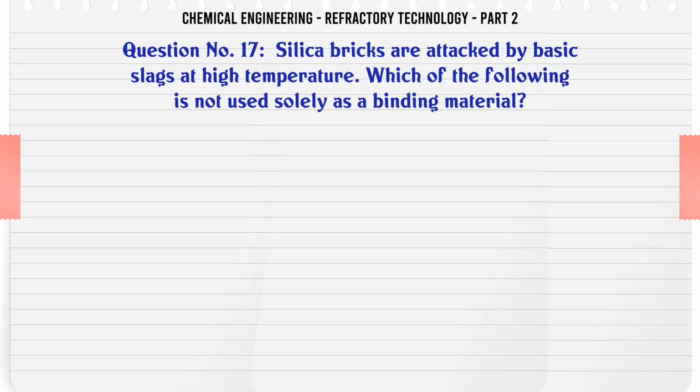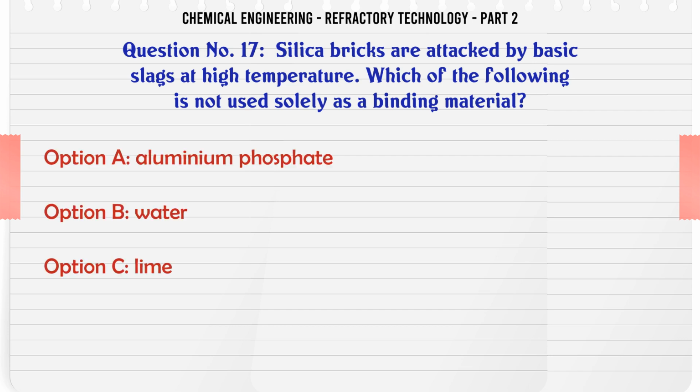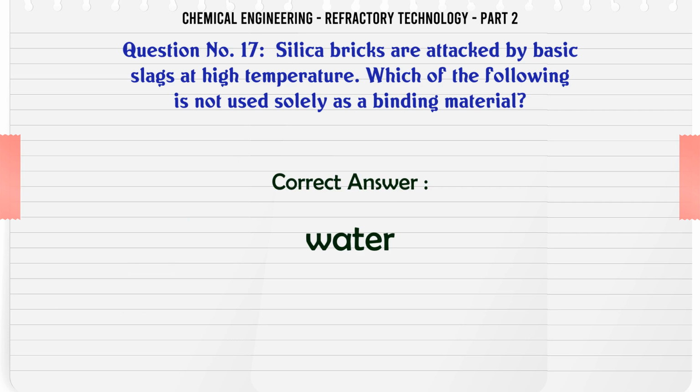Silica bricks are attacked by basic slags at high temperature. Which of the following is not used solely as a binding material? A. Aluminium phosphate. B. Water. C. Lime. D. Plaster of Paris. The correct answer is water.